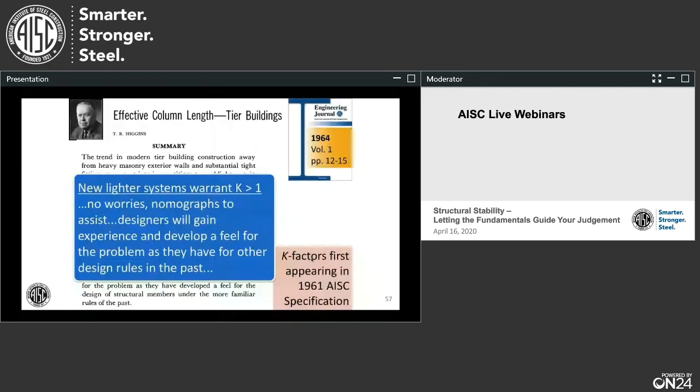And so a whole range of groups, going all the way back to Jackson and Moreland, had come up with systems or methods for calculating K factors, and the K factors found their way into the specification. It's funny to think, at the time, the profession had to be convinced to use K factors. And no worries, just use these alignment charts, nomographs. They're going to do the trick for you. But let me try and get Higgins back into my talk here.